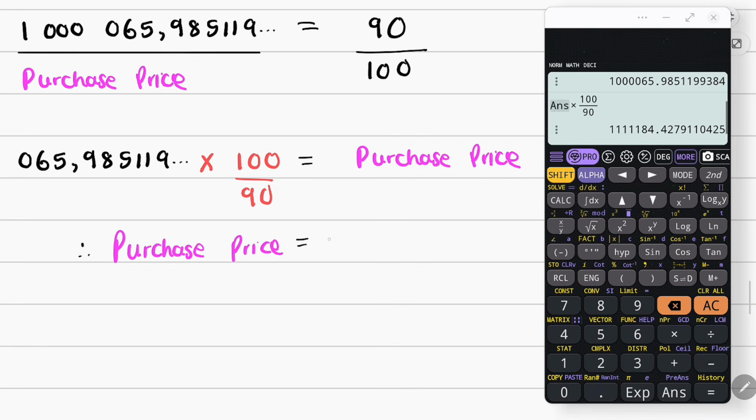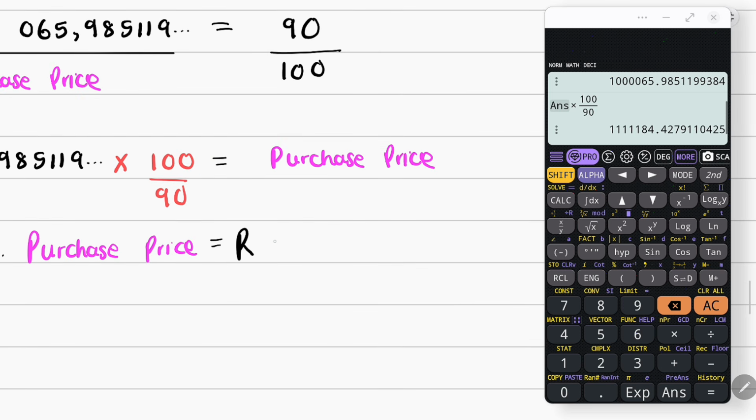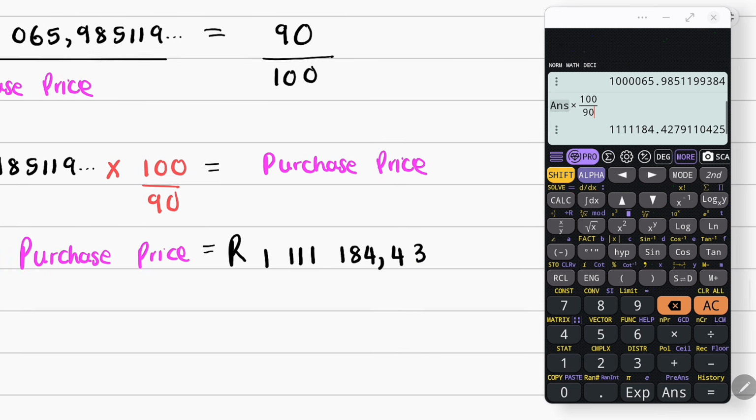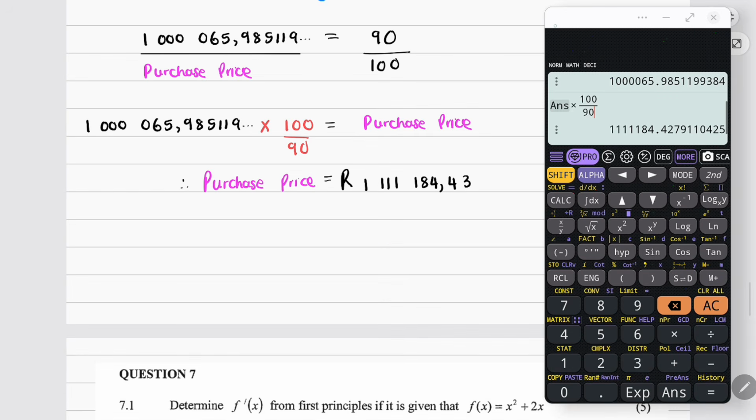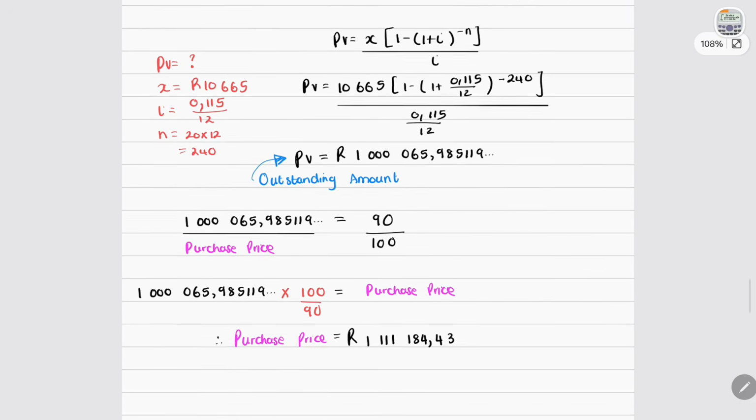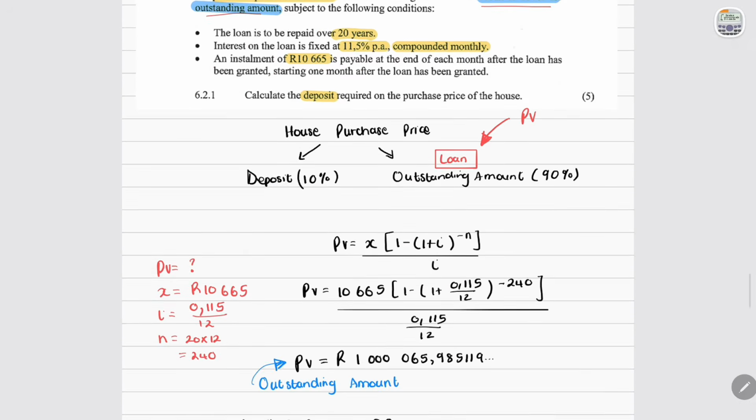Okay, so the purchase price is this. The purchase price is 1,111,184 Rand and 43 cents. I'm going to round off at this point. Okay, so all we just found now is the purchase price. We have not found the deposit.